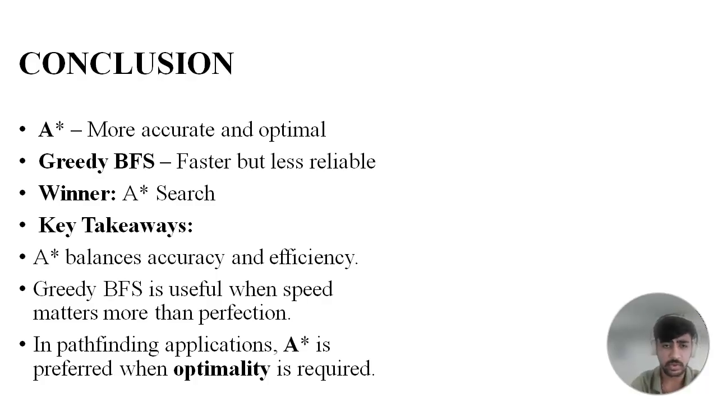Greedy BFS is useful when speed matters more than perfection. Basically, it doesn't give us a perfectly short path, but it gives it in much lesser time. In pathfinding applications, A star is preferred when optimality is required. So when the pathfinding visualizer should be optimal, A star search is preferred. In the next part, I'll take you to the code where I have implemented both the pathfinding algorithms.